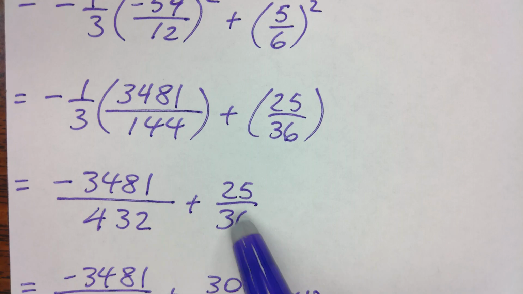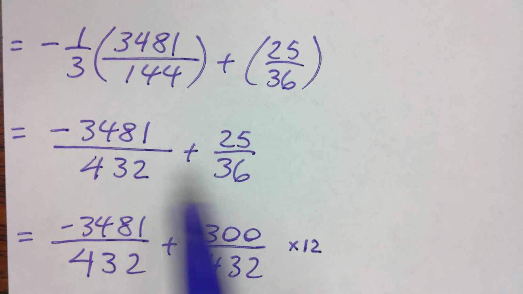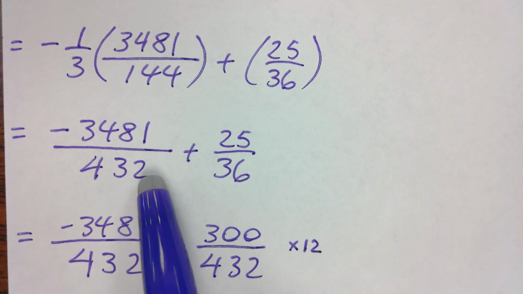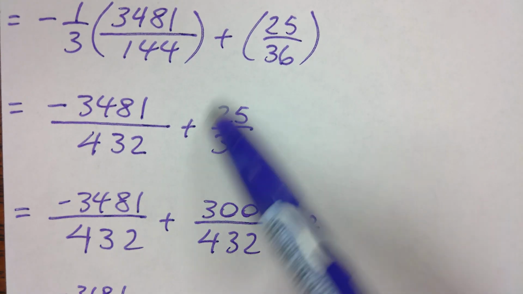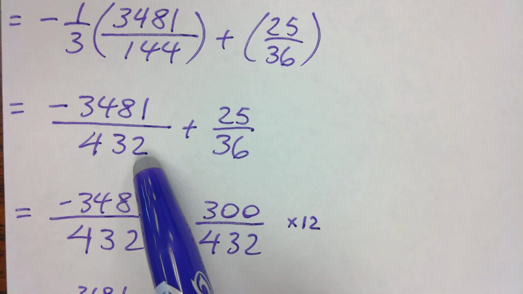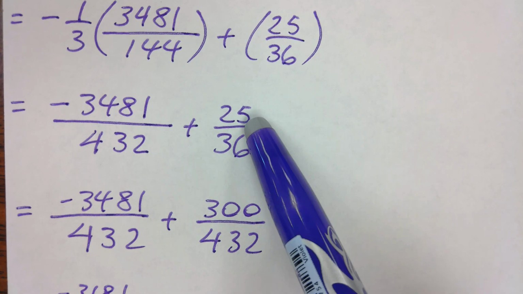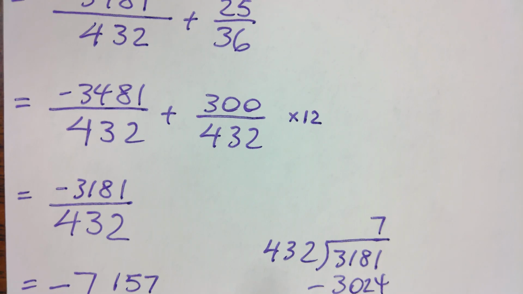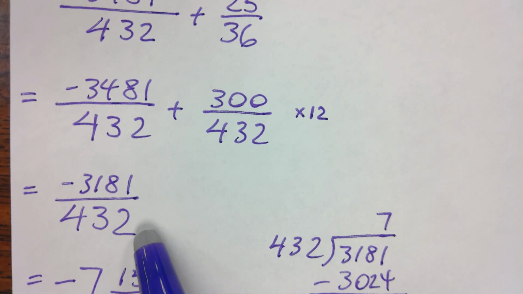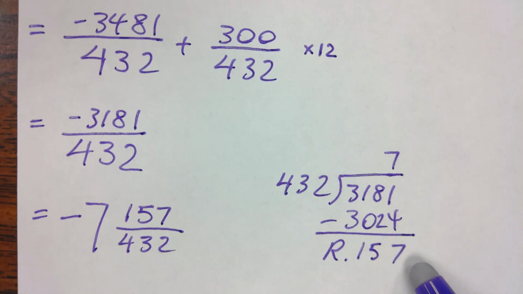And then here, again, I'm adding fractions, so I need a lowest common denominator. Here's a little better. The lowest common denominator between them is 432. So I have to times this whole fraction by 12. This, since it's already over 432, I don't change anything, so I just leave it. Times this whole fraction by 12. So I get that. Now I can add my numerators together, and I get this. Long division, it goes in 7 times with a remainder of 157. So this is my final answer.